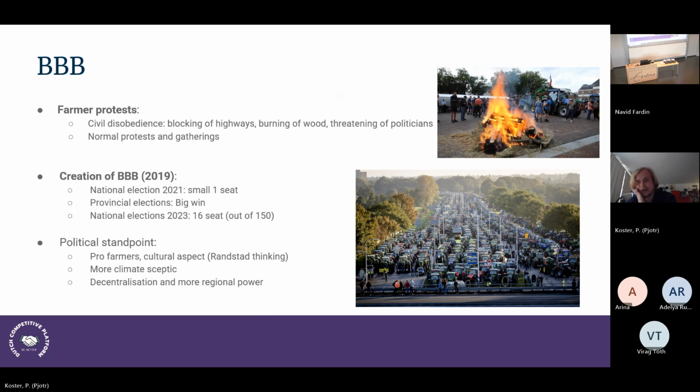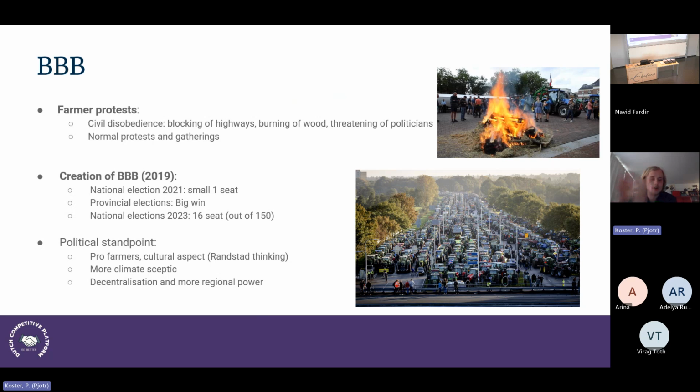However, this then also translated to the national elections in 2023, when Margaret basically let the cabinet fall because of migration. They went from one seat to getting 16 seats. Just to give you a bit of the scope, in total in the second chamber there are 150 seats. So they have grown a lot, 16-fold. Their main standpoint is that they are quite pro-farmers, of course.